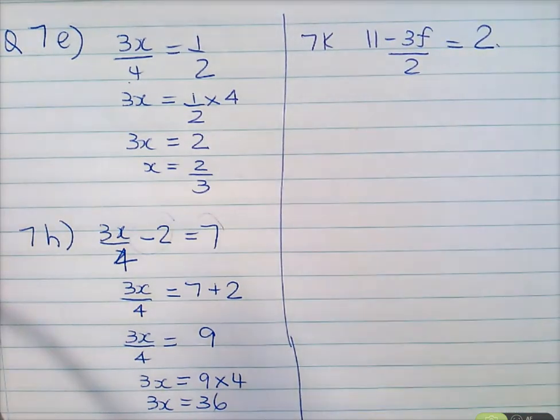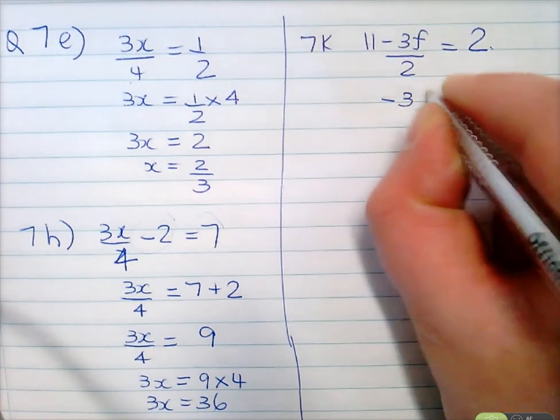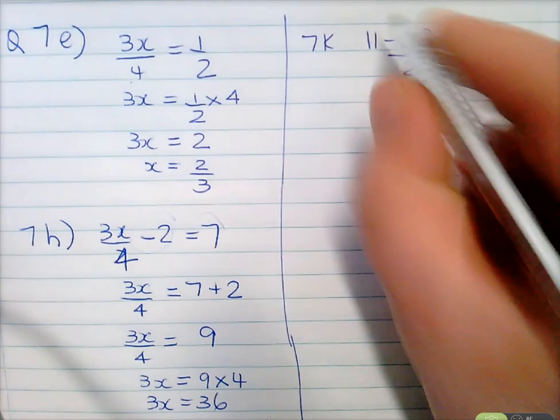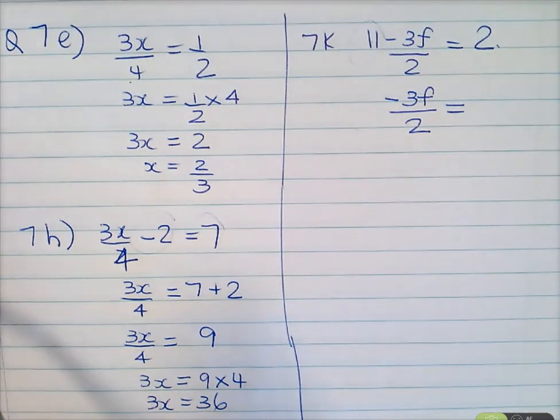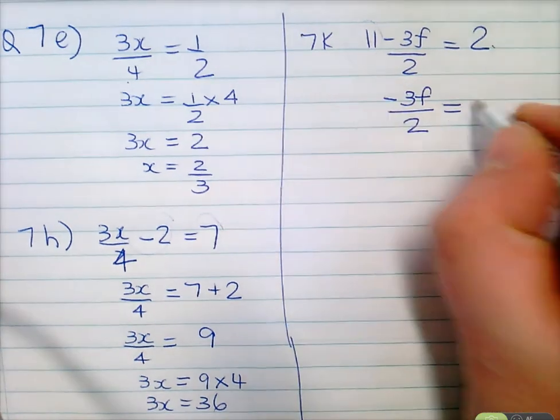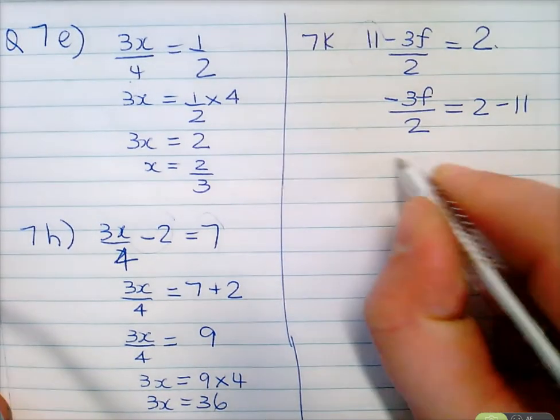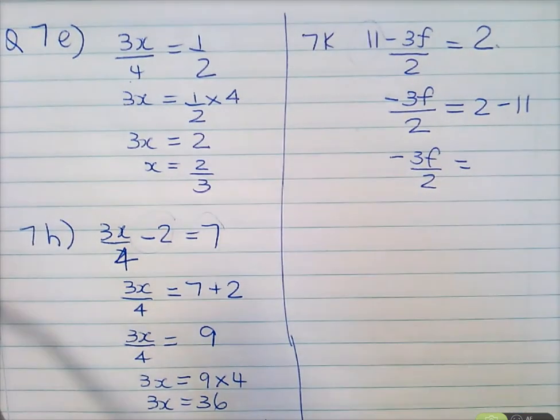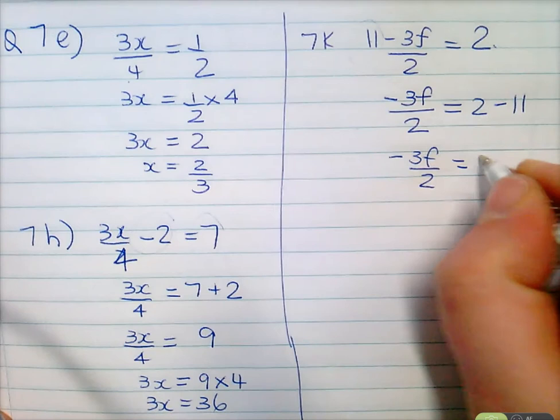And if you like to look ahead and see what you're going to be left with, yes, you can do that if you want. So minus 3f over 2, I wouldn't do it like this personally. What are you going to do with this 11? Is that a plus or a minus 11? You look at it in front. So when it goes to the other side, it's a minus. So minus 3f over 2, it doesn't matter where I put that minus, on the top, on the bottom, or in the middle.